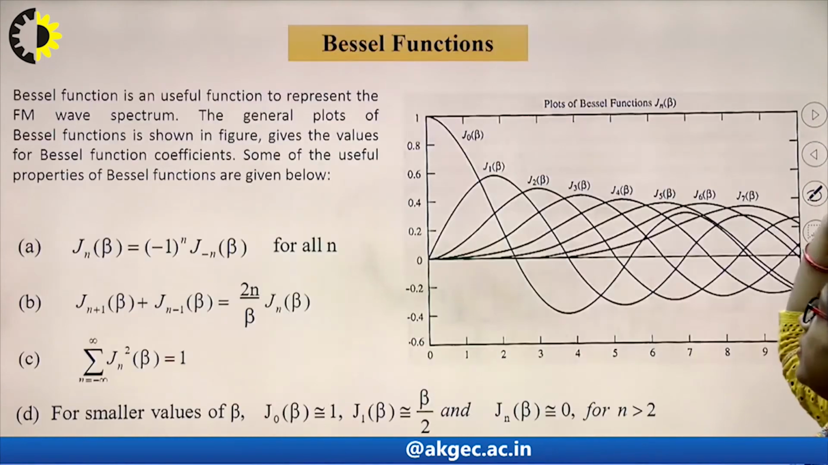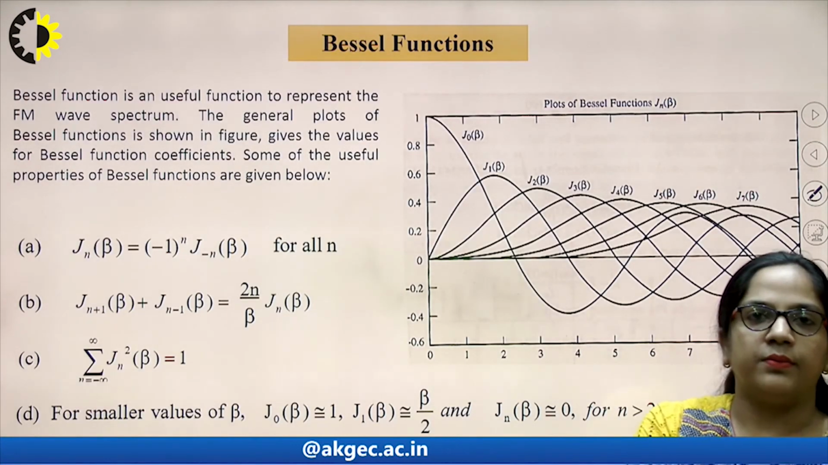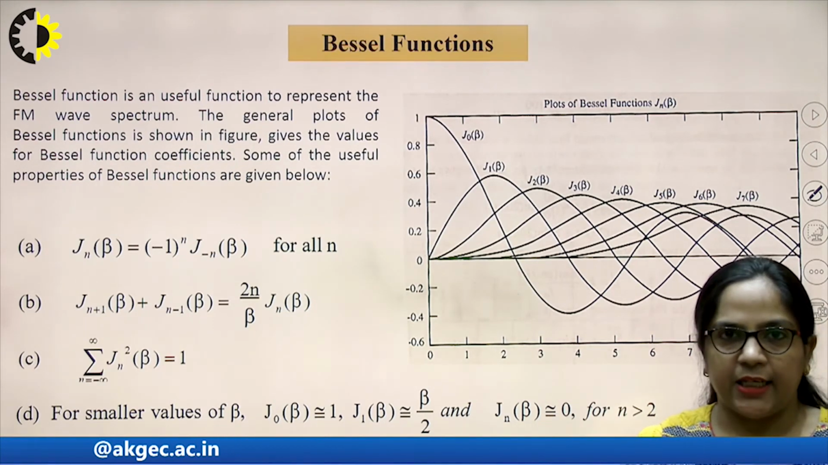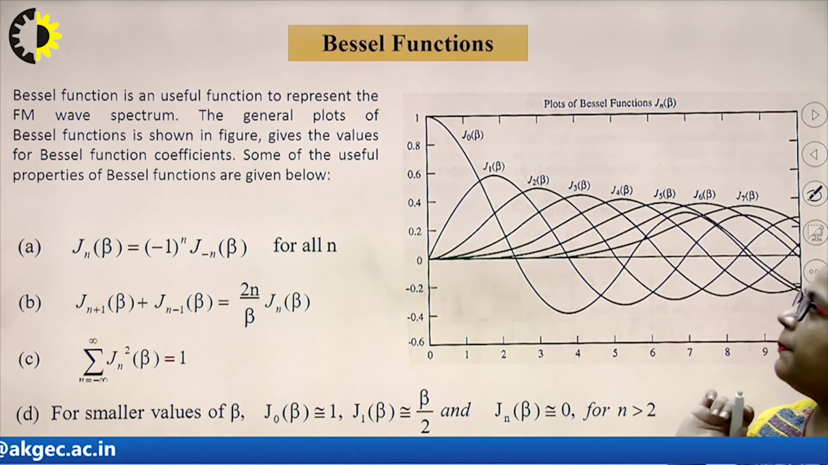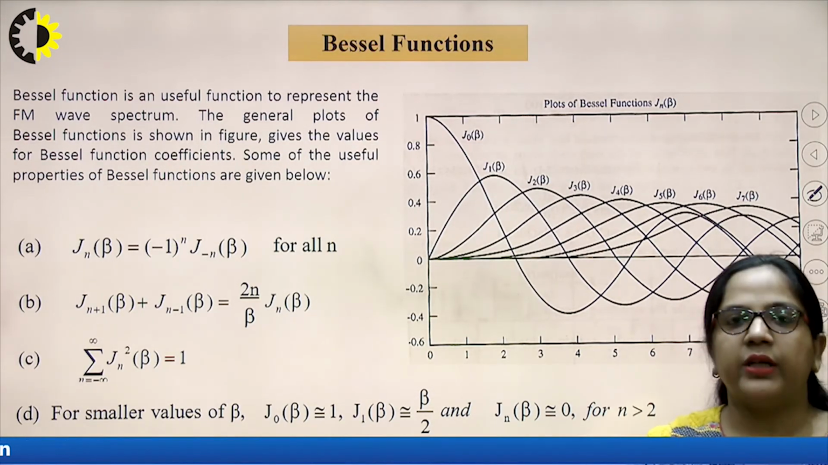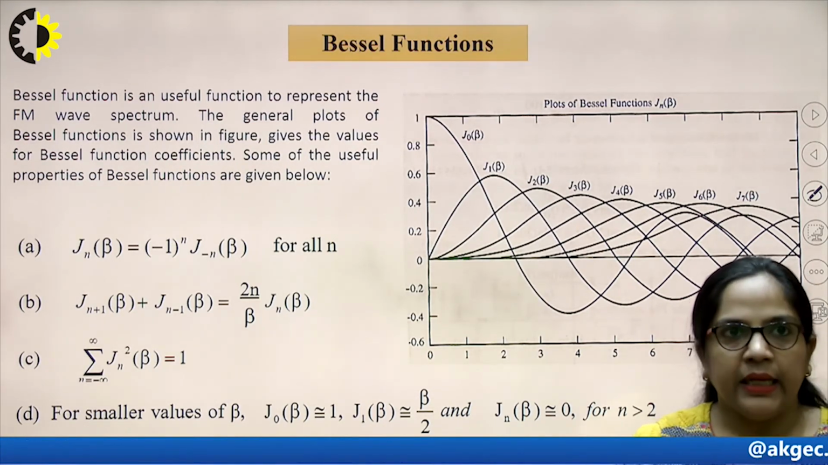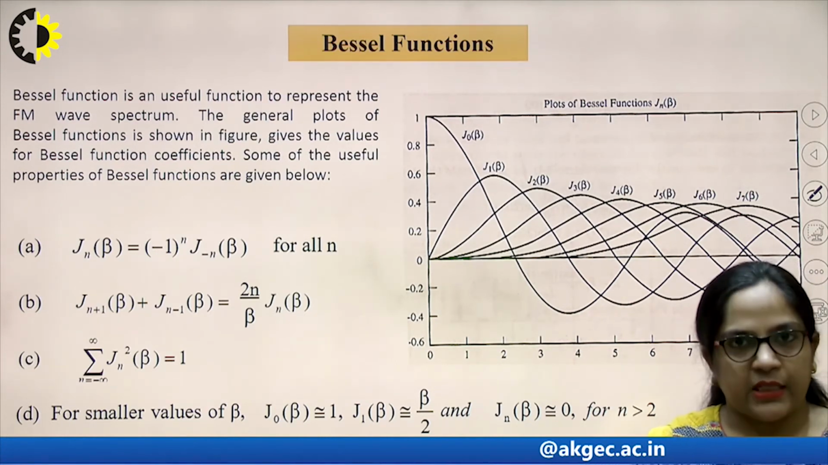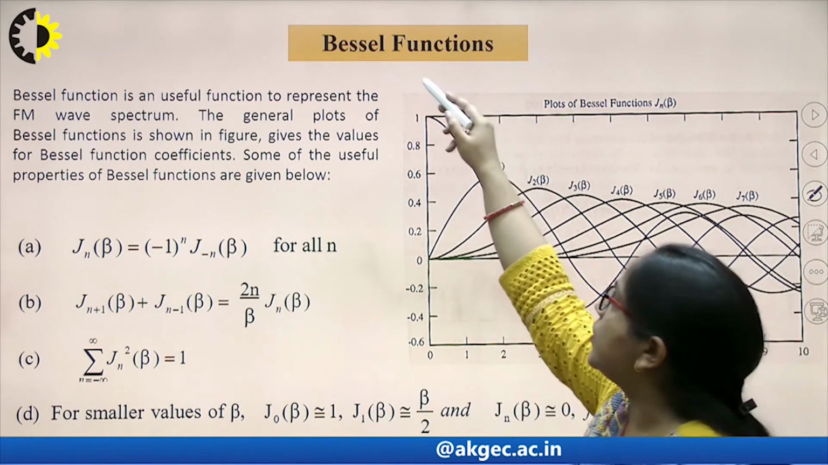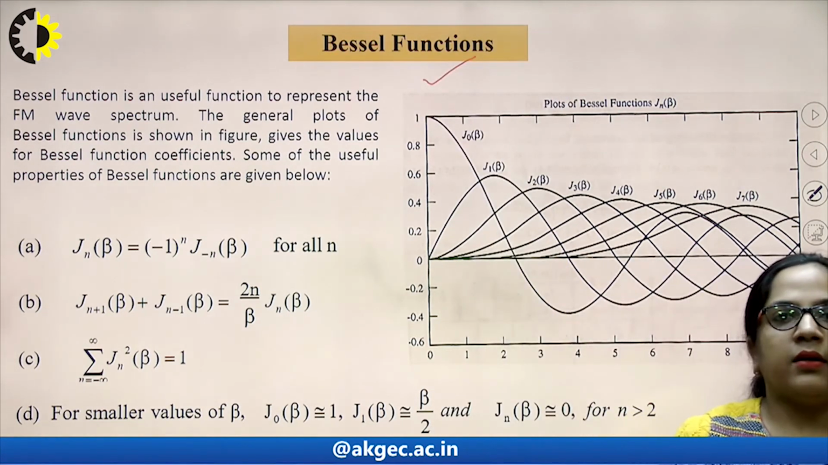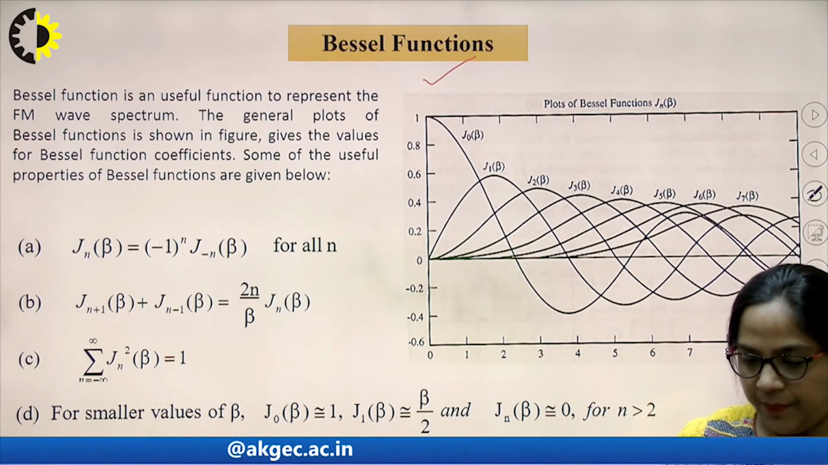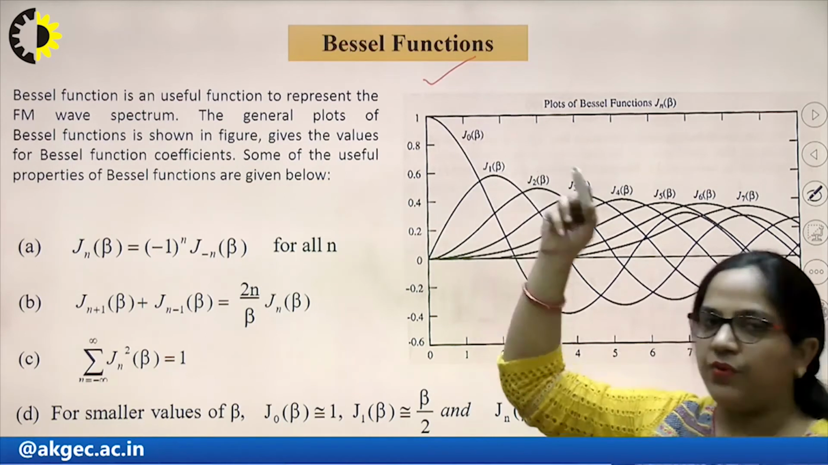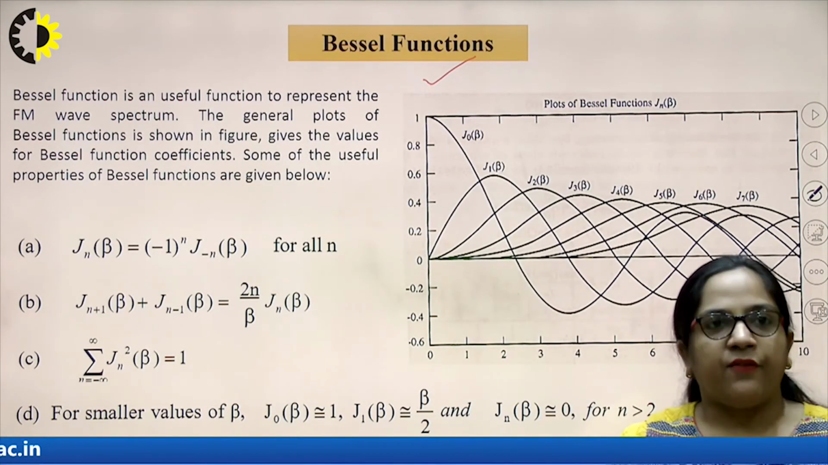Now, how can we have the amplitude of the sidebands we are getting in case of frequency modulated signal, that is depending upon the Bessel function. So what is the Bessel function? Bessel function is a useful function to represent the frequency modulated wave spectrum. The Bessel function is used to represent the complicated equations, or we can say the complex equations. So here the Bessel function is a function that is used to represent the FM wave spectrum.